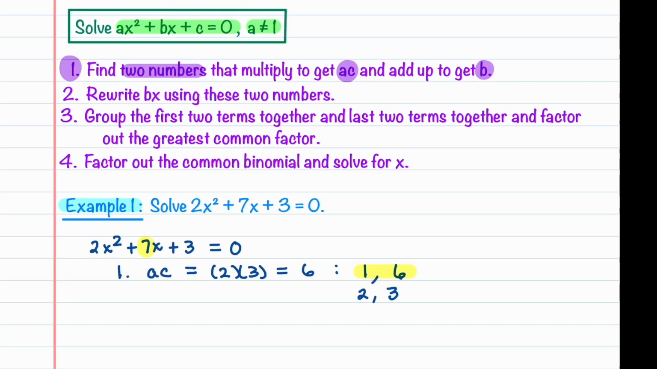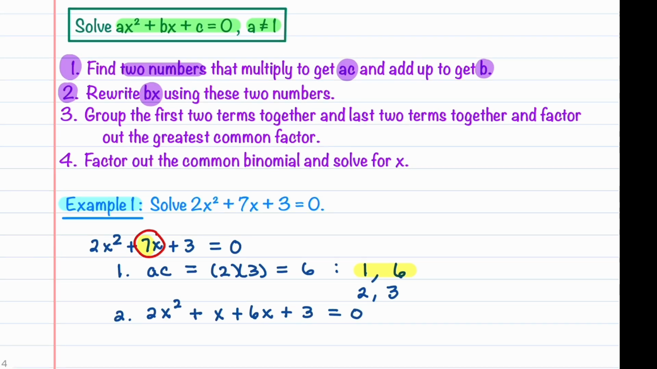Our second step, and I'll highlight this up here, is to rewrite bx using these 2 numbers. Let's go ahead and do that. We have 2x squared, and then our bx is our 7x. Let me circle that. That's this right here. We're going to rewrite that using 1 and 6. So instead of 7x, we're going to write it as 1x, which is just x, plus 6x. And then our 3 comes along for the ride, and that's equal to 0.